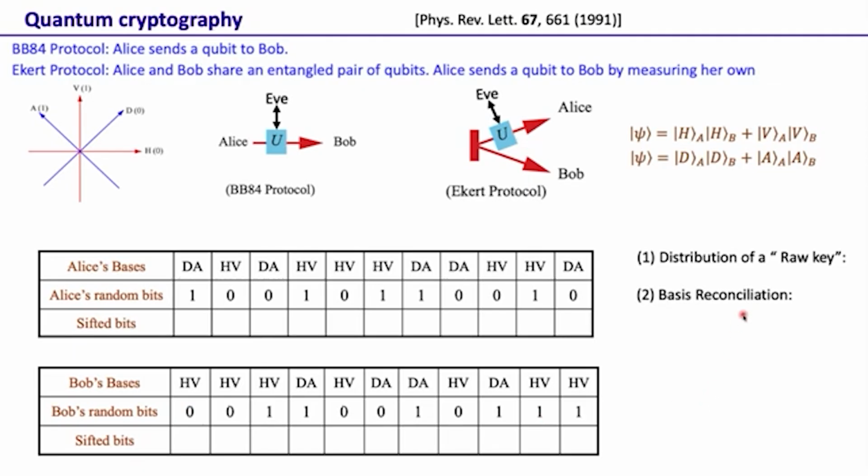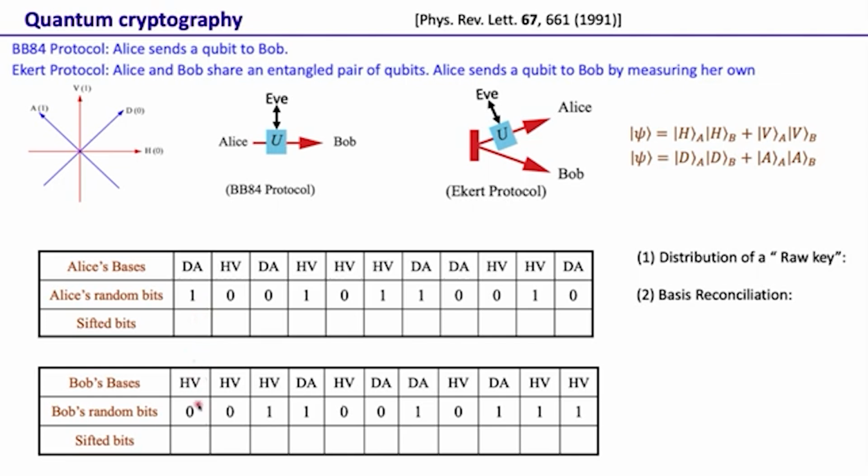Now after the distribution of the raw key, Alice and Bob will do what's called the basis reconciliation, and this means that Alice and Bob get on a public channel, talk to each other, and find out what were the instances when they happened to use the same basis, and what were the instances when they happened to use different bases. Of course they chose randomly, but in a few they happened to choose the same basis, for example here, and so on.